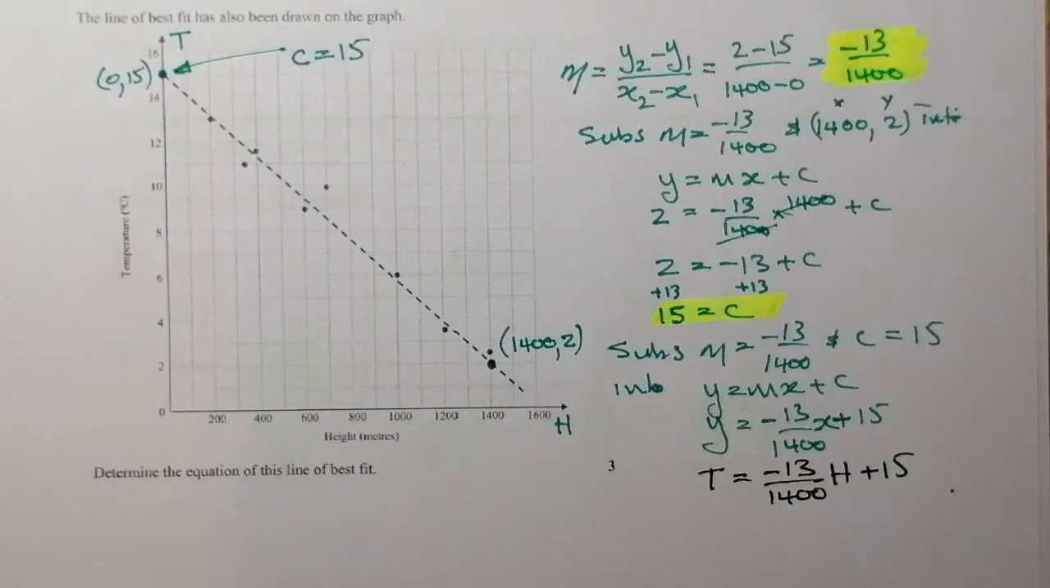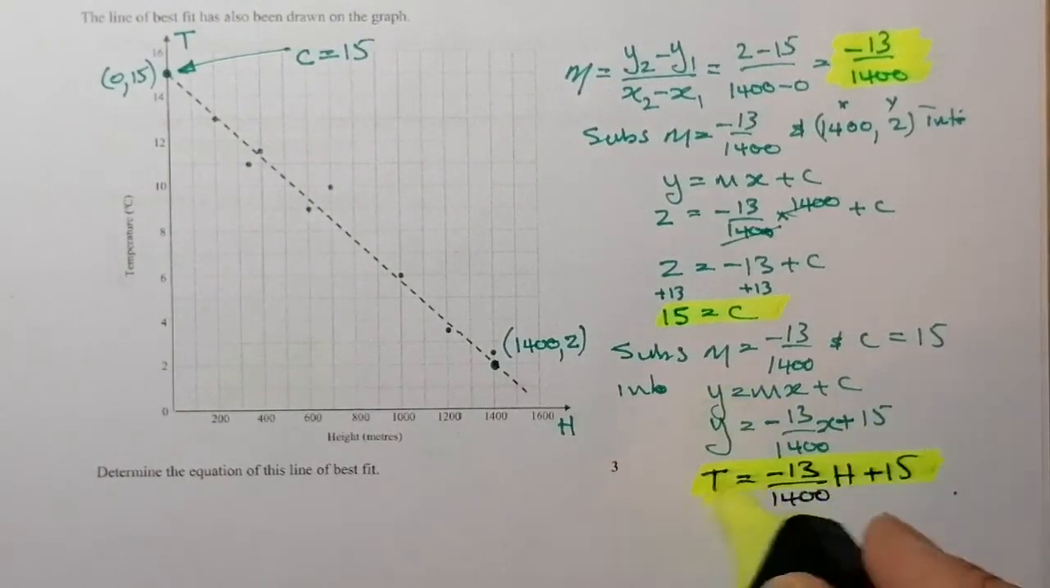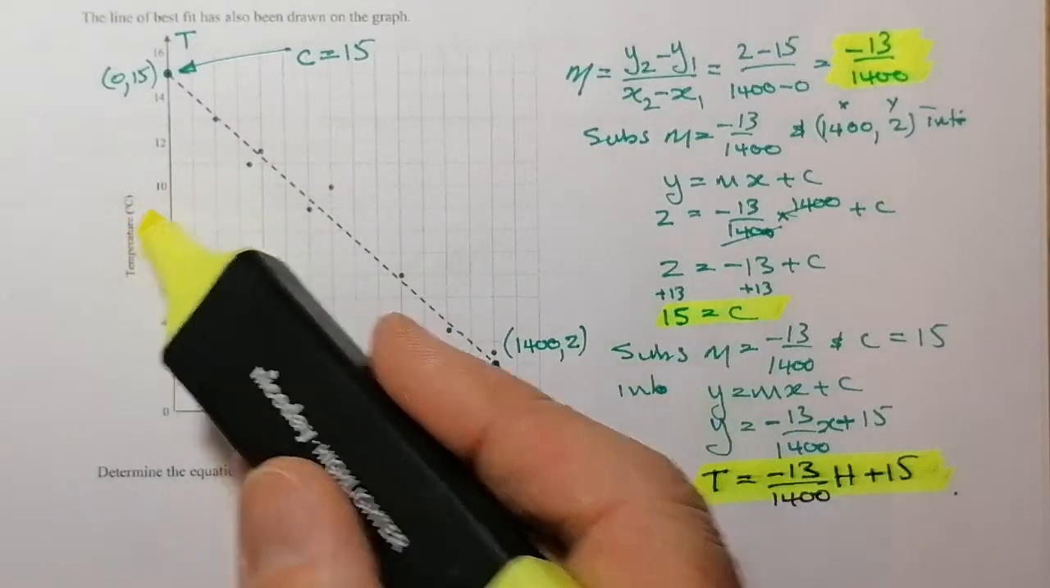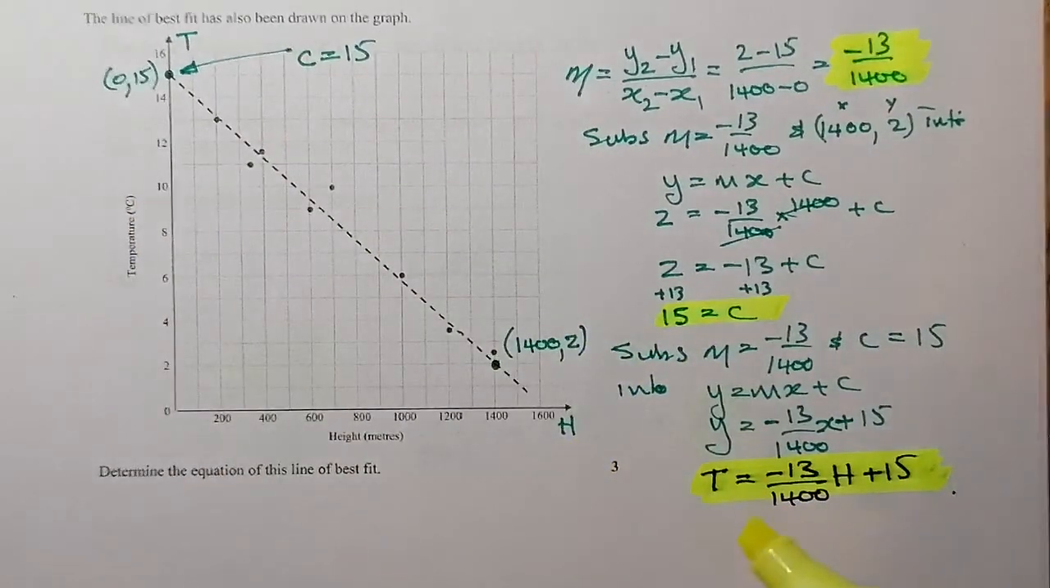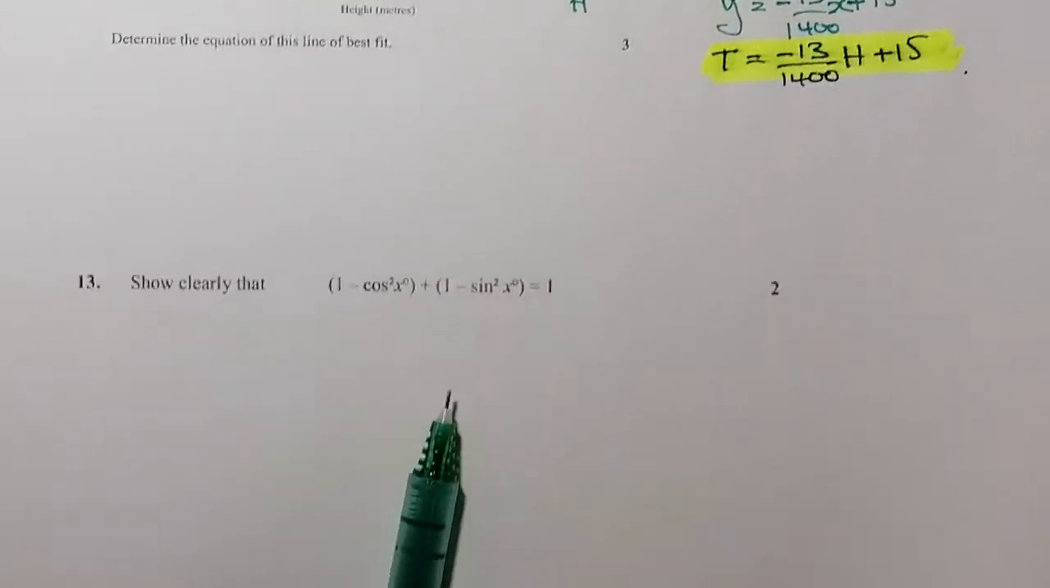And finally, I'm going to get a mark for writing out this equation in terms of temperature and h as the height. Okay, so that's my 3 marks for that one. So it's just a small 3 that's there. Right, so on to the last question, and then that'll be us finished.